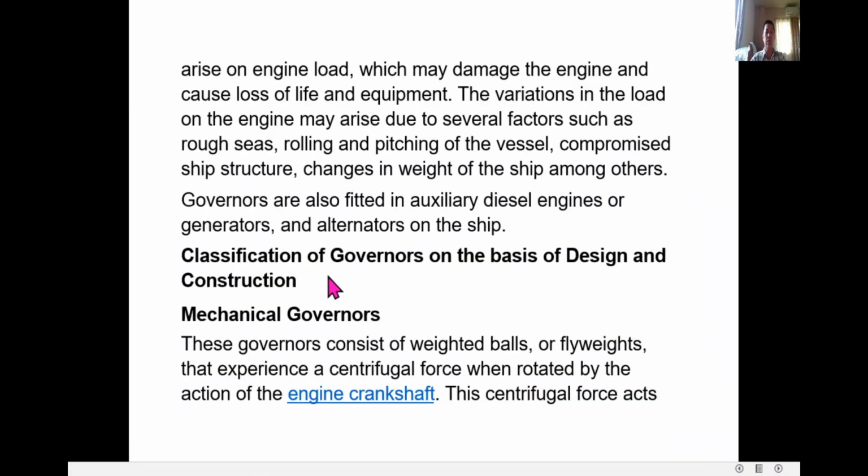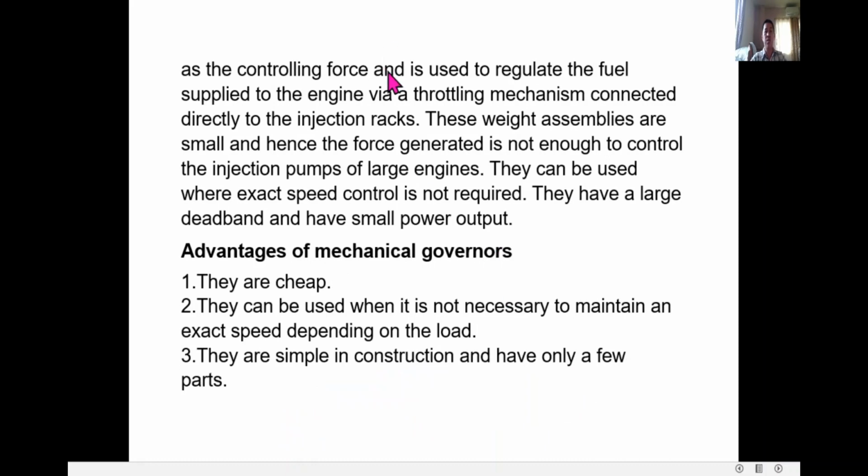Classification of governors on the basis of design and construction. Mechanical governors. These governors consist of weighted balls or flyweights that experience a centrifugal force when rotating by the action of the engine crankshaft. This centrifugal force acts as the controlling force and is used to regulate fuel supplied to the engine by a throttling mechanism connected directly to the injection racks.